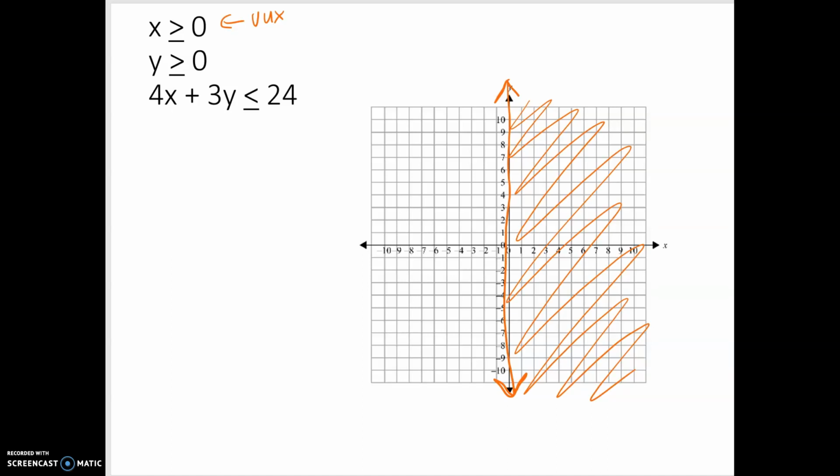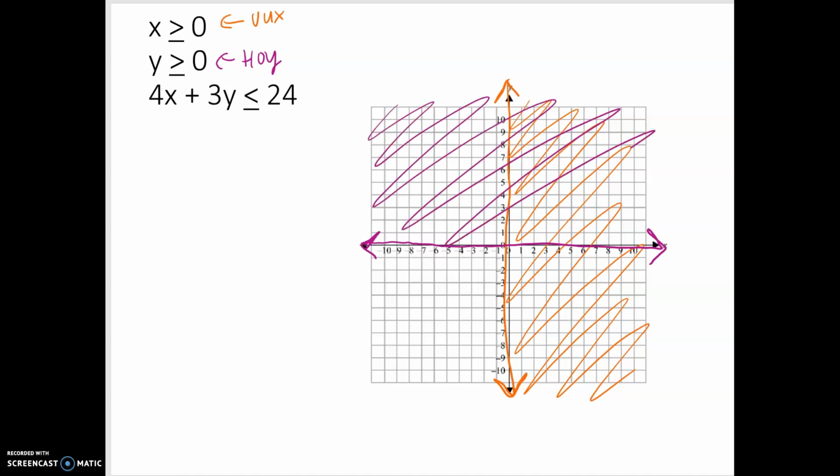Okay, my second one, I have y is greater than or equal to 0. So this one I'm going to think of as a horizontal line. It also is solid. So it looks like so far I've gone over the top of my axes, and this one says it is greater than. Okay, so we're starting to see where things are overlapping.